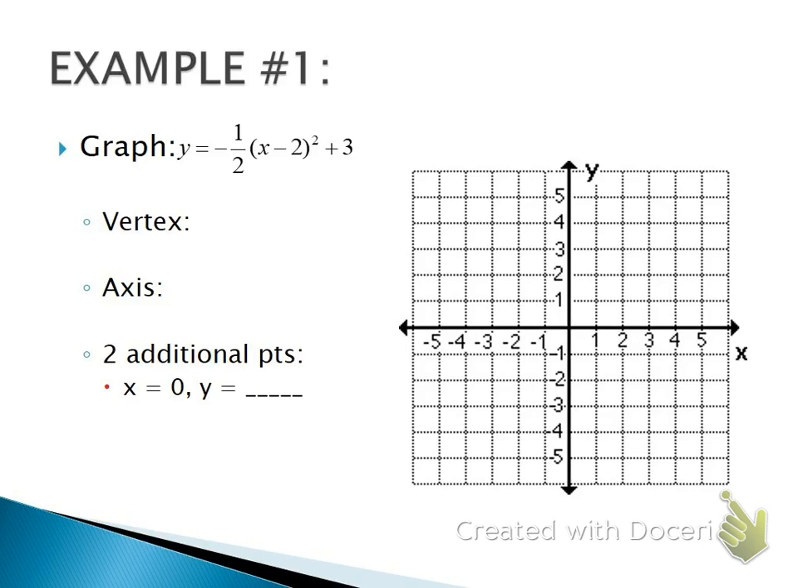All right, on example 1, we are asked to graph y equals negative 1/2 times the quantity x minus 2 squared plus 3. We are asked to identify the vertex, the axis, and 2 additional points.